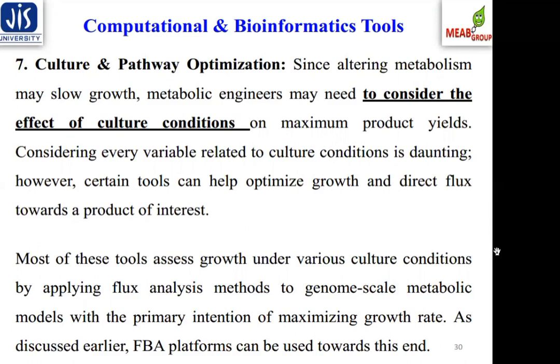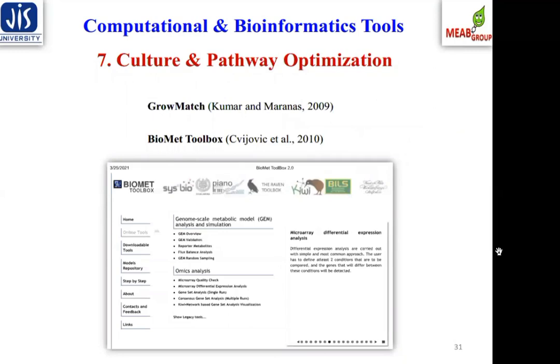Most of these tools assess growth under various culture conditions by applying flux analysis methods to genome-scale metabolic models with the primary intention of maximizing the growth rate. As discussed earlier, the FBA platform can be used towards this end. Now, these are the basic software or computational algorithms that have been applied to carry out the optimization of culture and pathway, like GrowMatch or the Bioinformatics Toolbox. These are not very simple to operate. You have to have complete knowledge of computational programming.